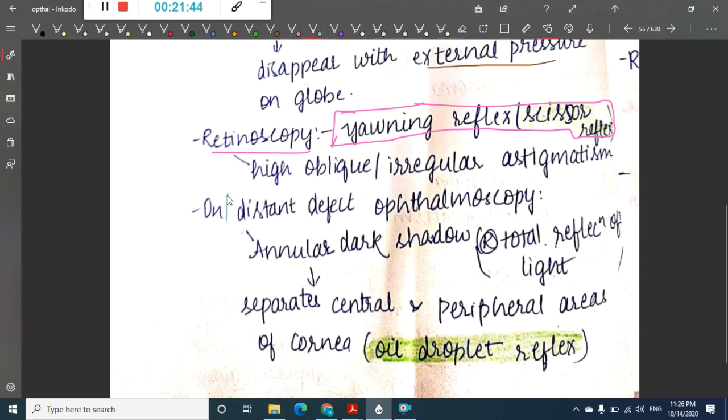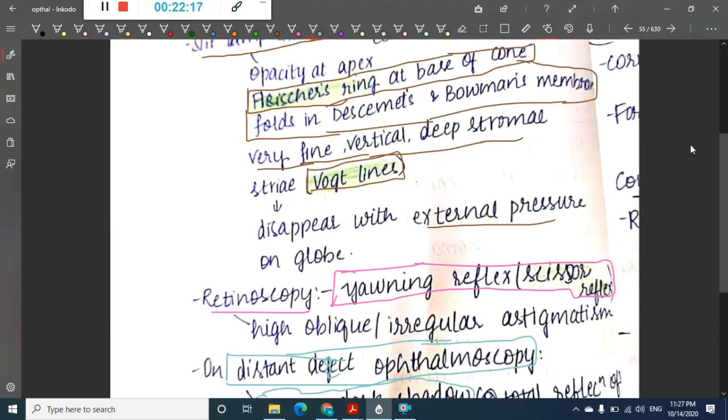Then if you do distant direct ophthalmoscopy, you can see an annular dark shadow. This annular dark shadow will separate the central and peripheral areas of the cornea, thus causing the oil droplet reflex. See, on distant direct ophthalmoscopy there is an annular dark shadow which separates the central and peripheral areas of the cornea, causing the oil droplet reflex.